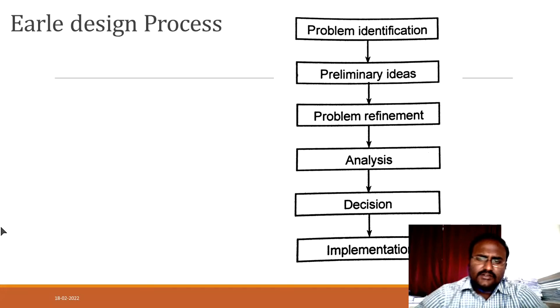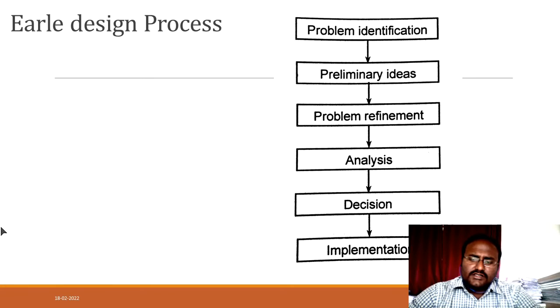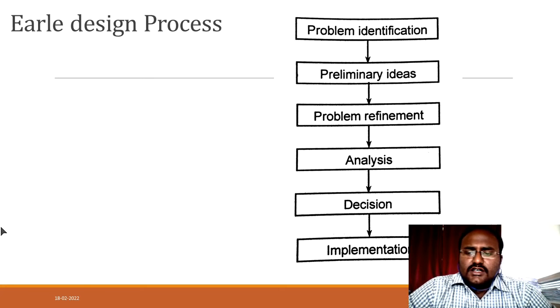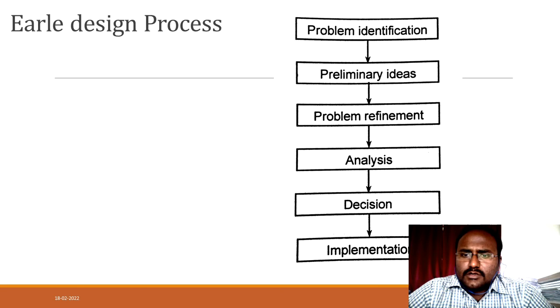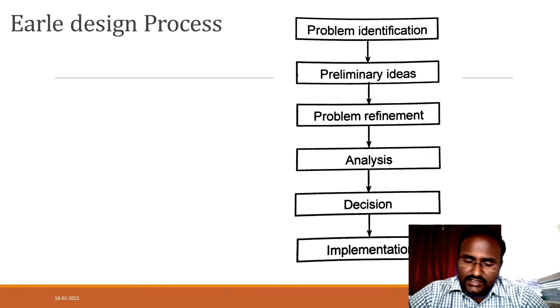In the early design process, they were following a very simple design process. That is problem identification, then preliminary ideas, problem refinement and analysis, decision making and implementation. Nowadays, most of the scientists are using this design process. In problem identification you have to clearly identify what things you have to do. That is very, very important, because if you choose the wrong idea, the product will be a failure.